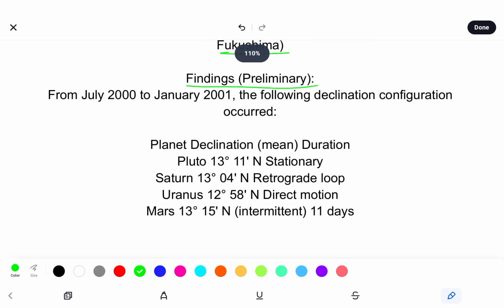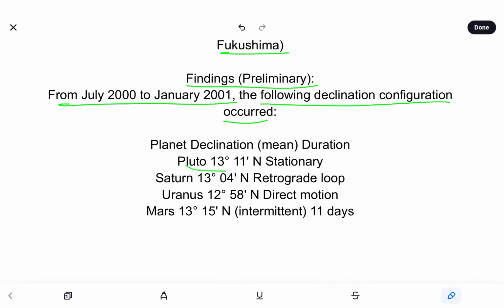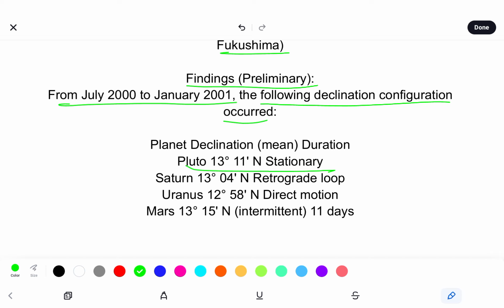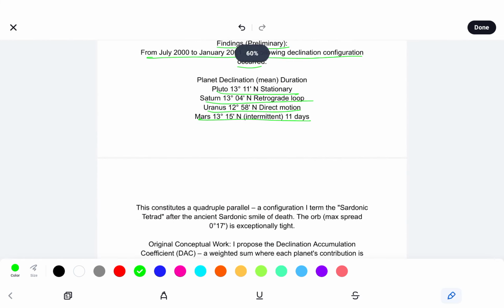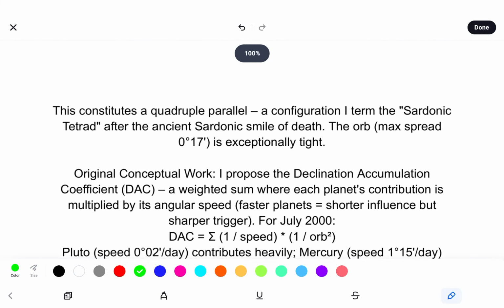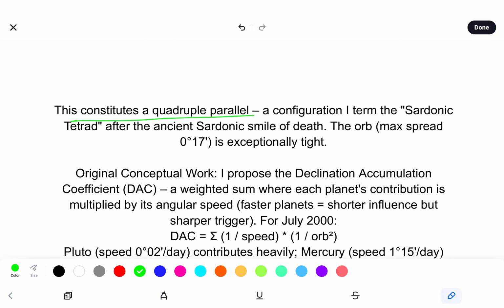In our preliminary findings, from July 2000 to January 2001, the following declination configuration occurred. Pluto, 13 degrees 11 north, stationary. Saturn, 13 degrees 04 north, retrograde loop. We see Uranus, 12 degrees 58, direct. Mars, 13 degrees 15, intermittent, 11 days. And this constitutes a quadruple parallel, a configuration I termed the sardonic tetrad after the ancient sardonic smile of death. The orb, max spread 0 degrees 17, is exceptionally tight.